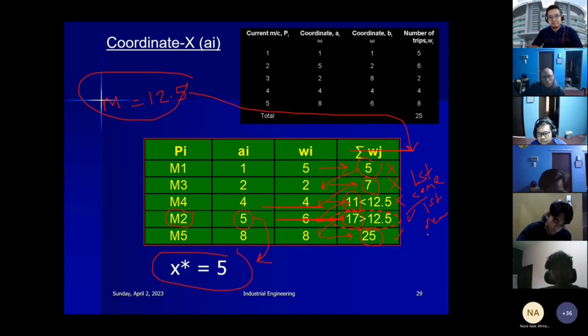Very clear? Okay. Any questions so far? Okay. I hope all of you fully understand and will get full marks in test number 1.